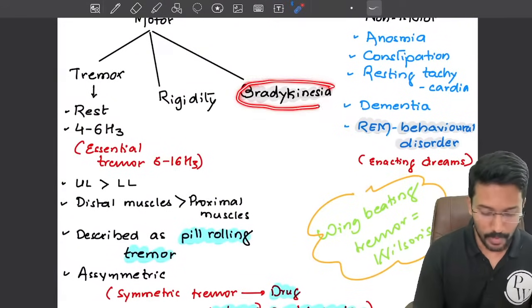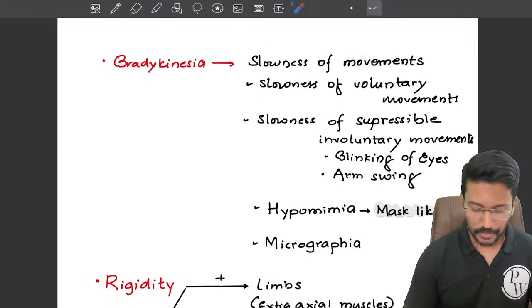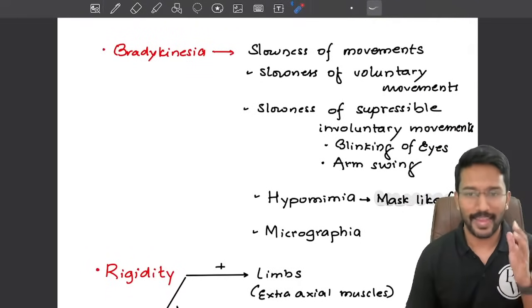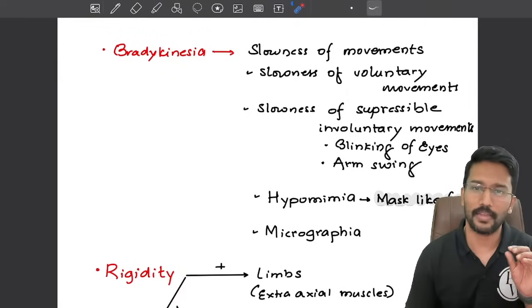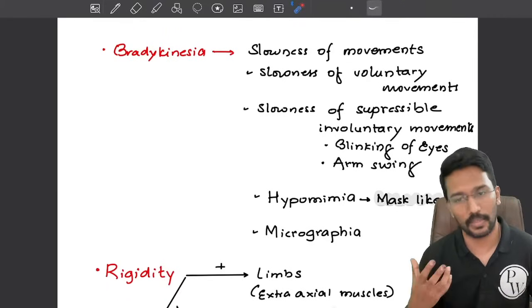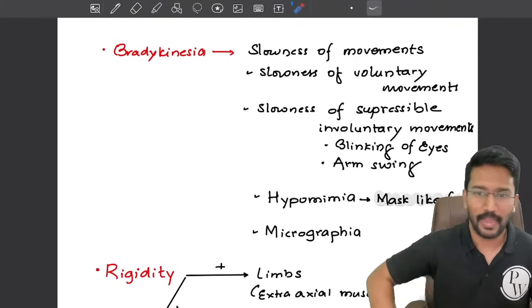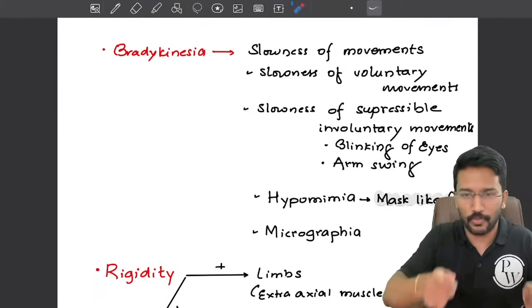The second one is bradykinesia. Brady means slow, kinesia means movement. So patients of Parkinson disease generally have slowness of movements. Especially the voluntary movements are going to become slow, and in addition to that there is also slowness of those involuntary movements which have voluntary suppression. For example, blinking of eyes, and when we are walking, the swing of arms, they will also become slow. Their arm swing will be very slow.